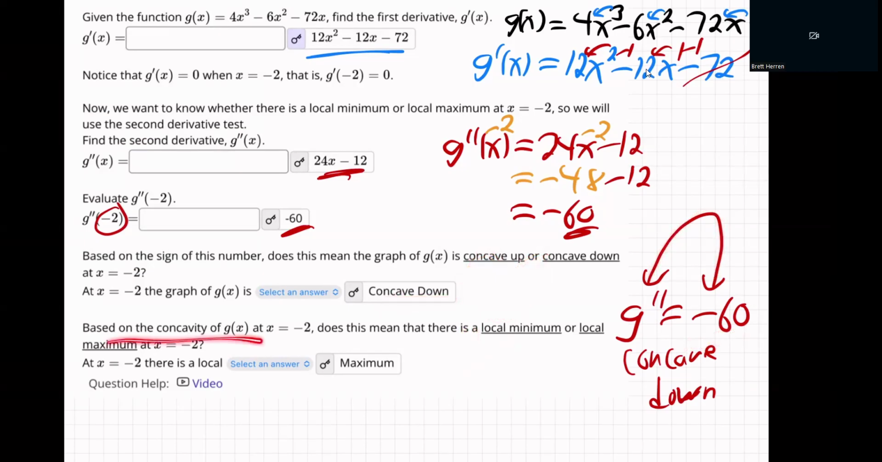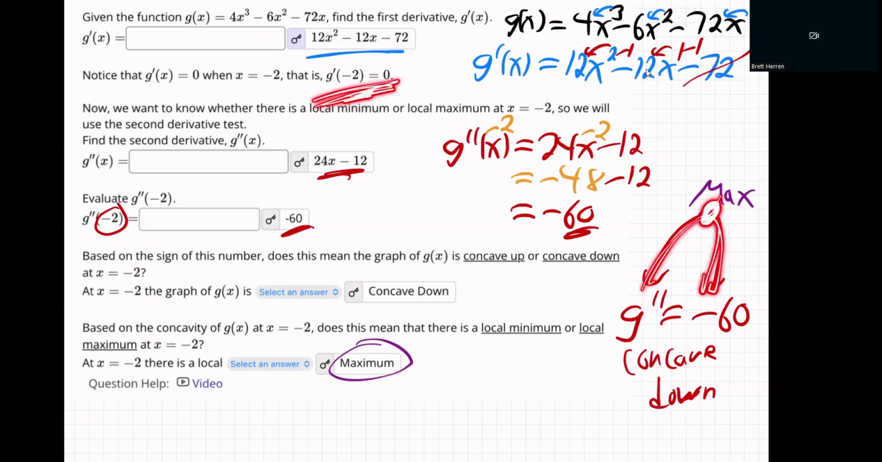Now, based on that concavity at negative 2, does this mean that there is a local max or local min? That's pretty easy now, right? Because right here, is that a max or a min? Well, that's clearly a max, right? So whenever you're part of a bowl turned down and you're the point, remember that's where the derivative is 0. They said that's the point where the derivative is 0. So that's a max or a min. Which one is it? It's a max.